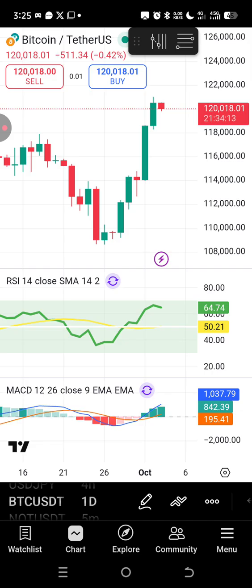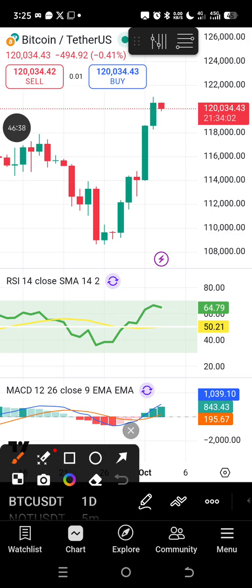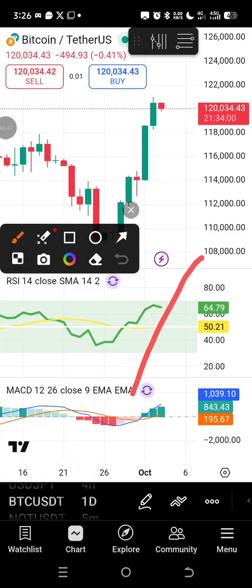That means the buyers are looking tired. Sellers will soon enter the market, as you can rightly see that a red candle is being printed. Remember, this is a daily time frame. This is a daily time frame, as you can see right there. So you must be careful about the time frame that you are on.